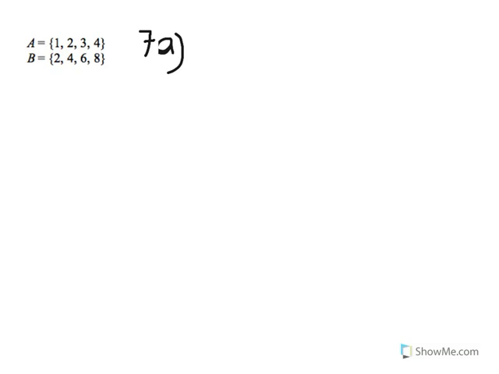Okay, in question 7a you've been given two sets: set A and the elements or numbers in that set, and another set, B, and the numbers in that set. And you're being asked to find what A union B is.